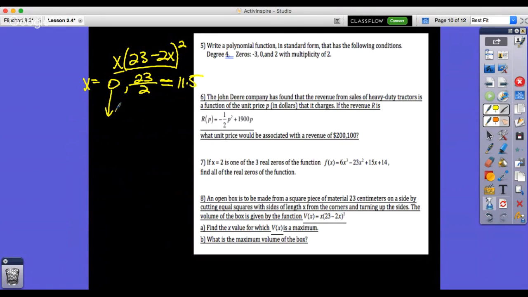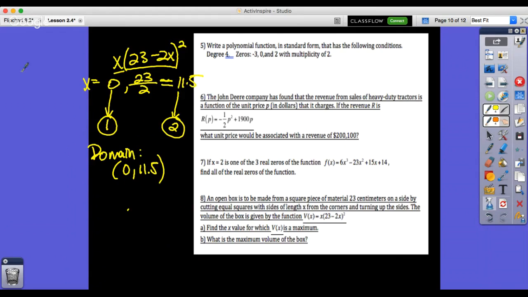What's the multiplicity of 0? You don't have to write this, but this is just to help. 1, which means it goes through, right? What's the multiplicity of 11.5? 2, which means it bounces, which is what our graph showed us. So our domain is between what? 0 and 11.5. Good. Can it equal 11.5 or 0? No, but it's up to those values. Good. So that's our domain.